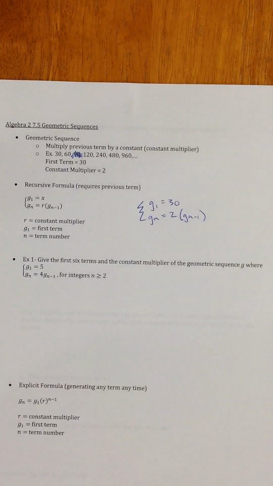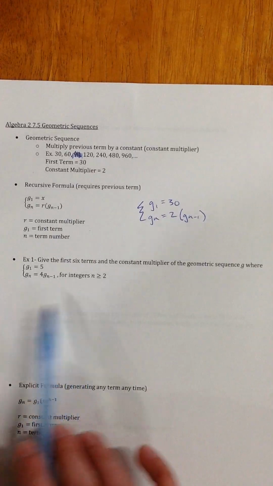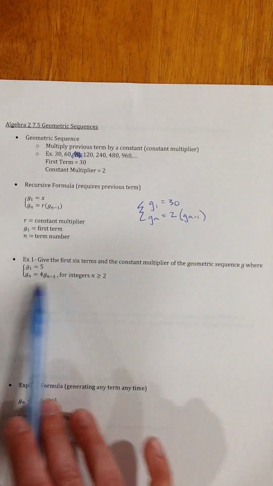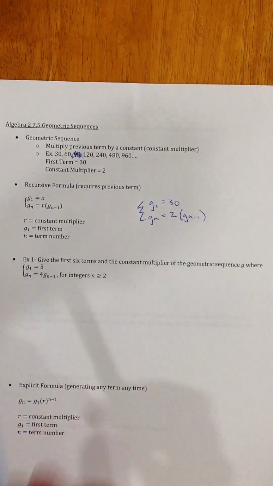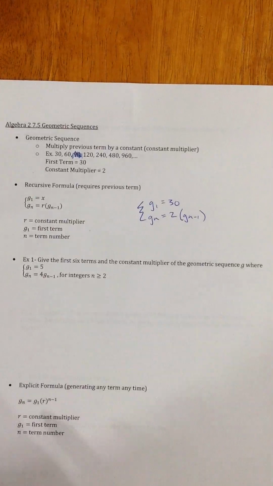So let's look at an example that's similar to that. It says give the first 6 terms and the constant multiplier of the geometric sequence G, where G sub 1 is equal to 5, and G sub n is equal to 4 times G sub n minus 1, the previous term, for integers n greater than or equal to 2. The n greater than or equal to 2 is just saying this formula is going to work for all of the numbers past the first term.